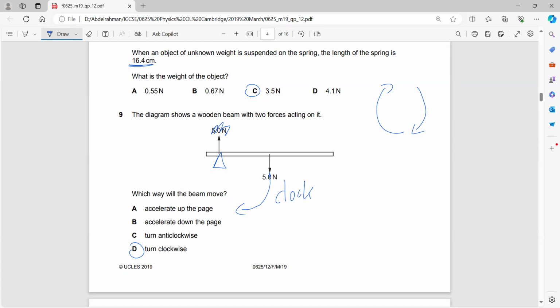So wherever you put the pivot on this beam, it will turn in a clockwise rotation. Whichever point you put the pivot, for example if you put the pivot here, at any point, it will turn in a clockwise rotation. I hope this is clear. This is the clockwise one.